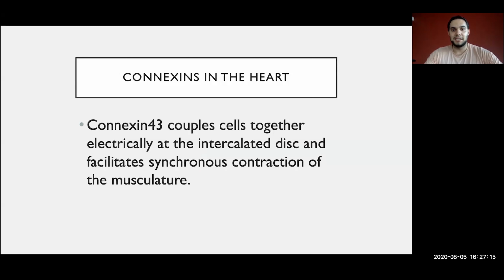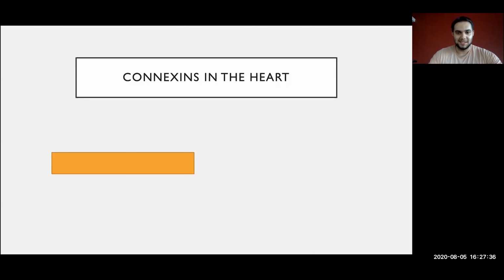And specifically, I study them in the heart, connexin 43 being the most abundant connexin in the heart. And so what that does is it couples cells together electrically at the intercalated disc between cells so that it facilitates synchronous contraction of the musculature. So again, I can kind of show you what that looks like in this little animation.